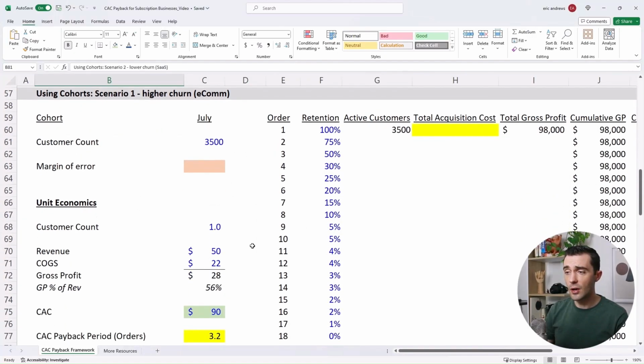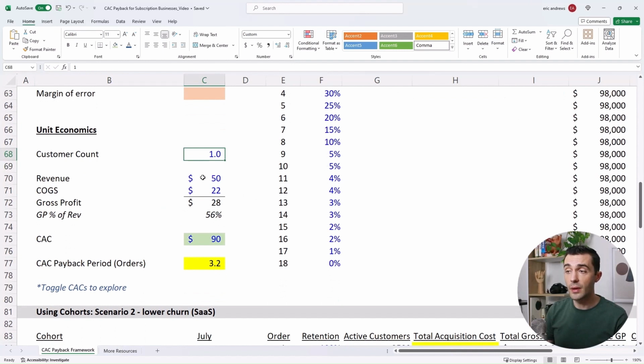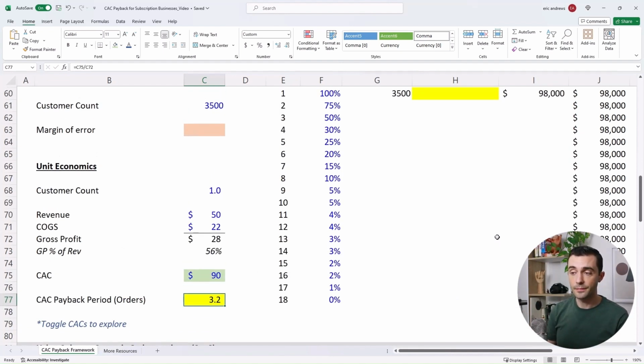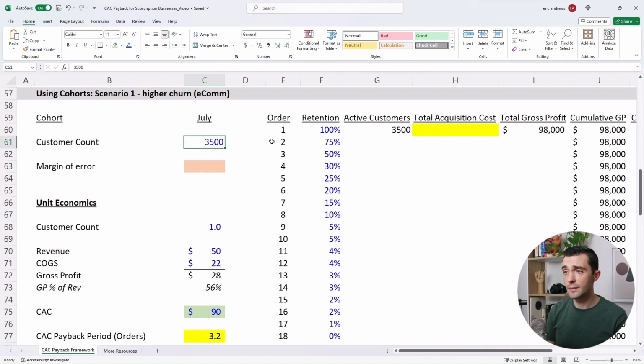Let's dive in here. In this scenario, we have the exact same unit economics. We have customers, we make $50 per month. We spend $22 in COGS, and so we make $28 in gross profit. And our CAC is $90. So we thought that our CAC payback period was 3.2 months. So here's how to really look at this.